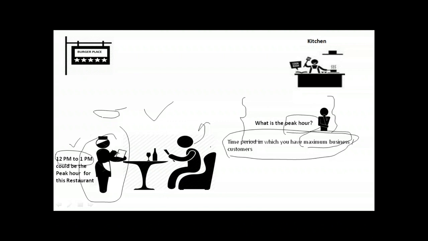Okay, so for Gmail, maybe in the morning, once most people get into their jobs, they might be checking emails. Or somebody who has got out of their job and reaches home around 6 o'clock starts looking into the mails. So probably 6 p.m. to 7 p.m. could be the peak hour for the Gmail application. And for Facebook, maybe weekends could be the peak hour.